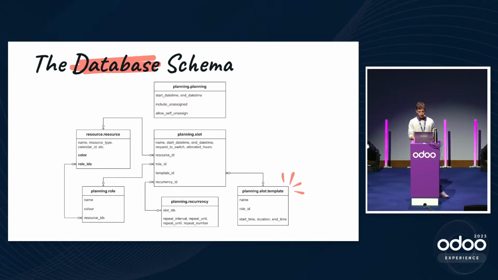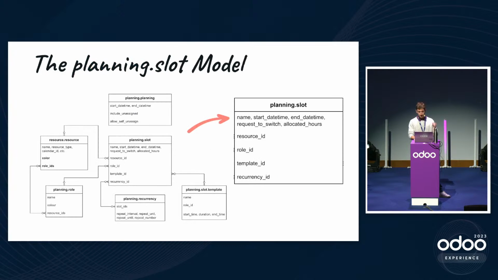Again, not that complicated as the project modules, but still we're going to take it step by step. So we have first the planning slot model. The planning slot basically represents the shifts, the planning shifts. They have fields that are typical, such as the name of the shift, its start and end daytime, its allocated hours, or Boolean fields such as the request to switch, whether the user has requested to switch this shift. And it also has relational fields to the other models, such as the resource ID, the role ID, the template ID, and the recurrency ID.